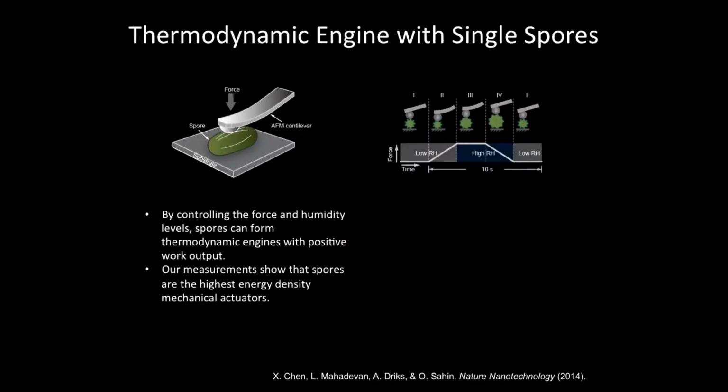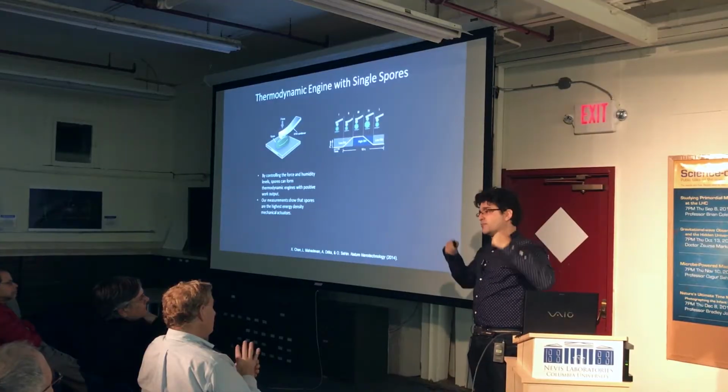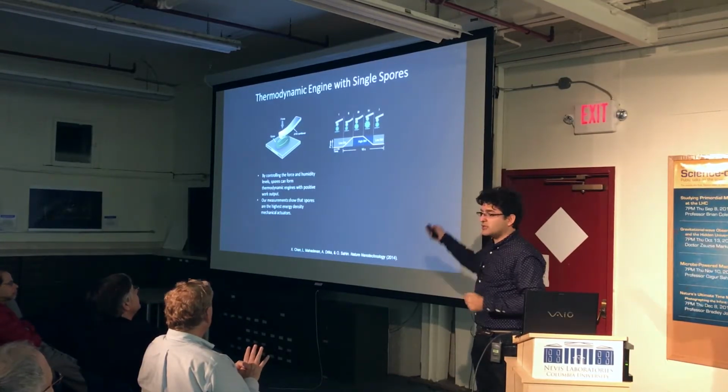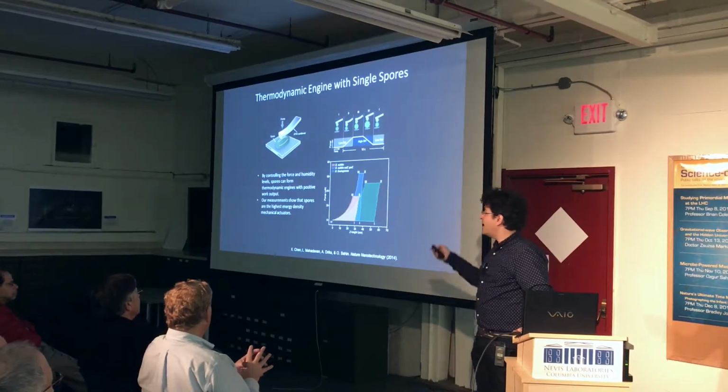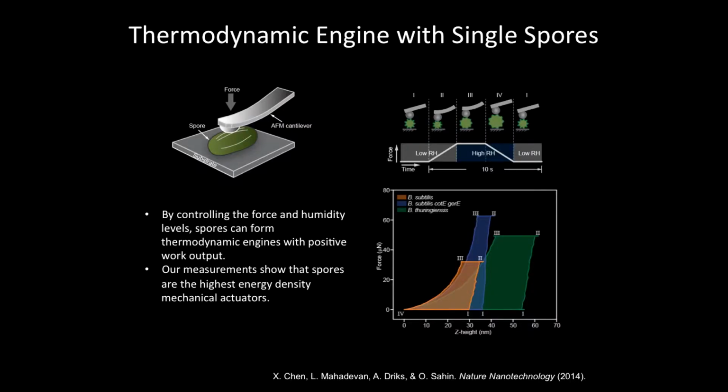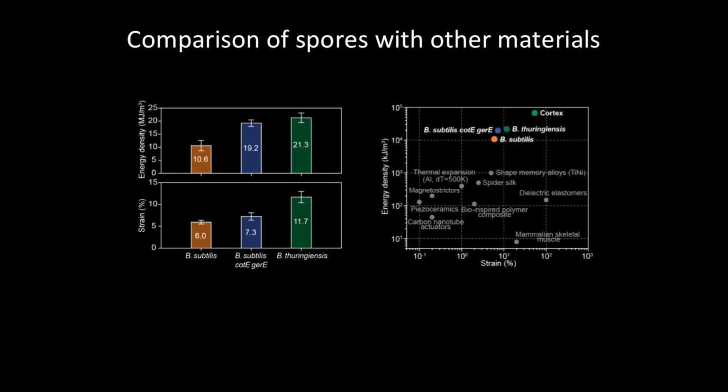You can create something called a thermodynamic cycle. You can start in a dry condition, push on it, increase the humidity, make it moist, and then the spore pushes. Reduce the force, put it back to the dry condition, you get back to where you started, and this creates a cycle, and during the cycle it displaces and applies force, and you get this curve. The area inside the curve is work, and you can measure and quantify that, and you can compare it with other materials. And that comparison is in this graph.